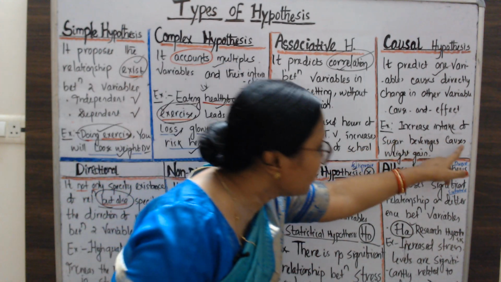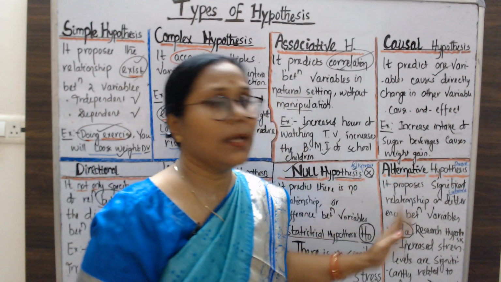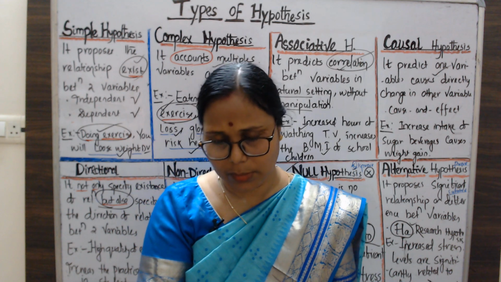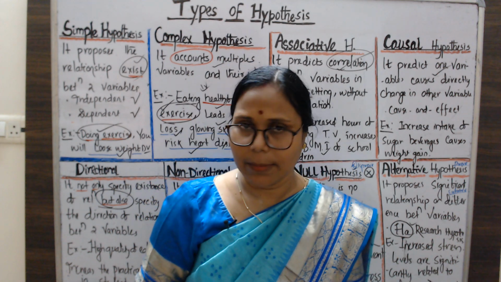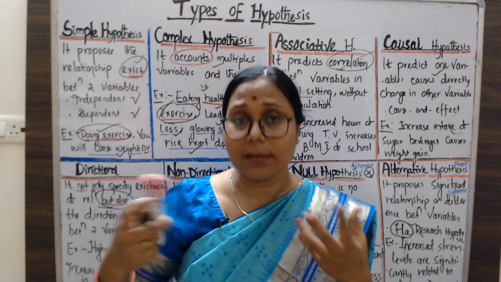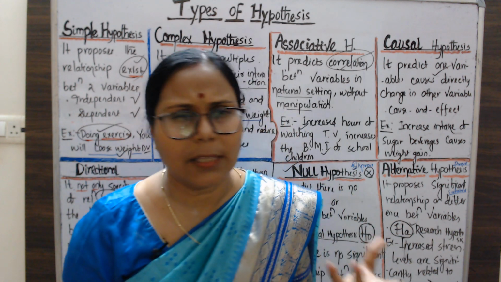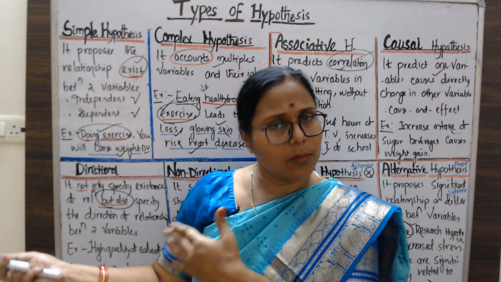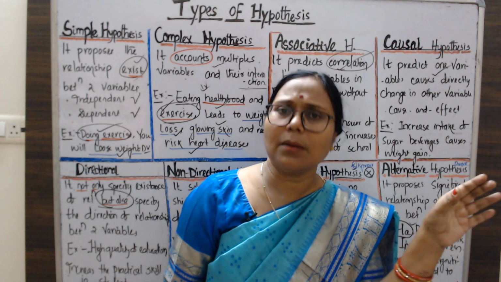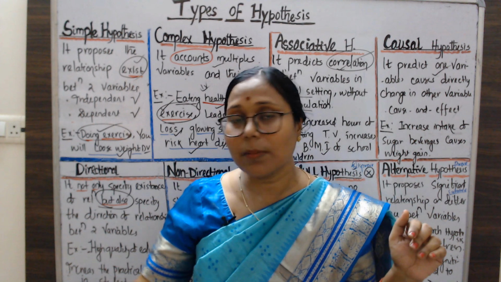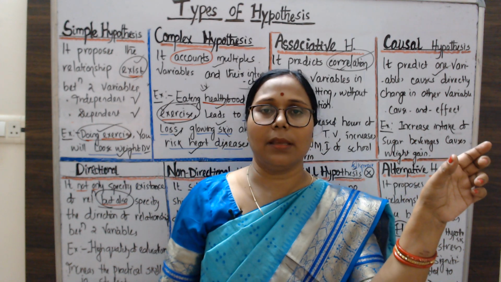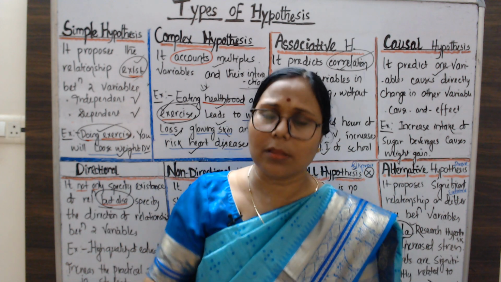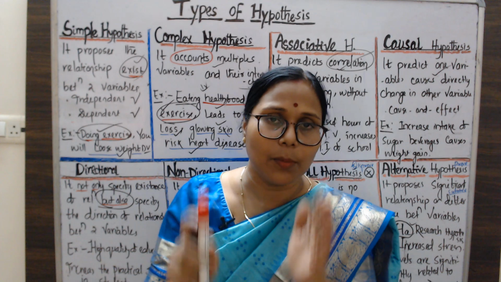Example: increased intake of sugary beverages causes weight gain. We know now lots of beverages are coming into the market. So if you take cold drinks or artificial sweetener things, juice, that will increase your weight. Due to the intake of high-sugar beverages, the weight will increase. So the sugary beverage is the independent variable, and the weight gain is the dependent variable. It directly affects the dependent variable. So this comes under causal hypothesis.